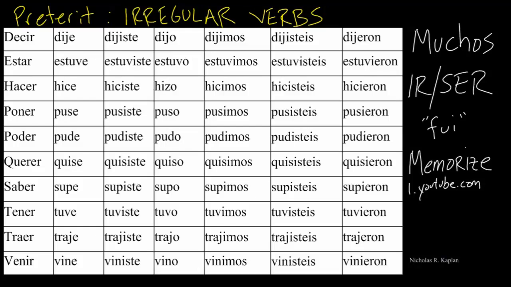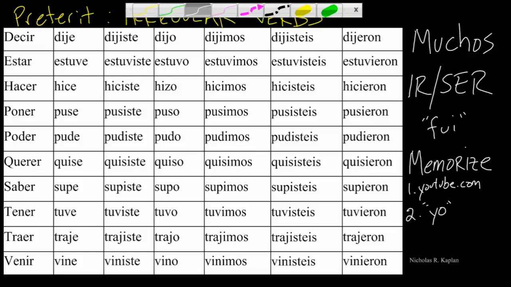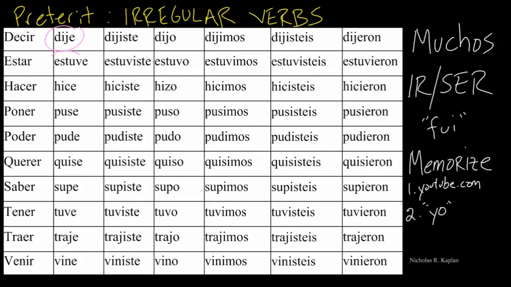The second thing that you might try to do is just start with the yo form. If you can memorize the yo form of each of these, it'll make your life really, really easy. Because if you know the word supe, for example, and you were listening to a sentence and you heard supieron, you would be able to relate that back. Oh, I remember supe and I have it here. So that's the first thing that I would do, is I would look at just the yo form.